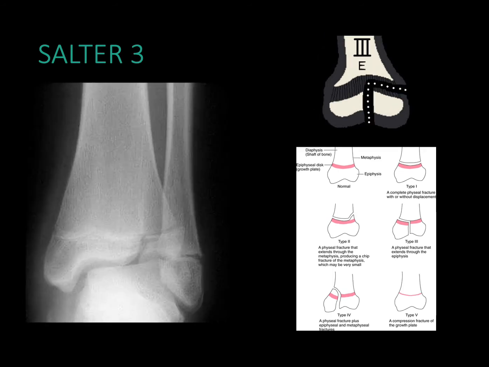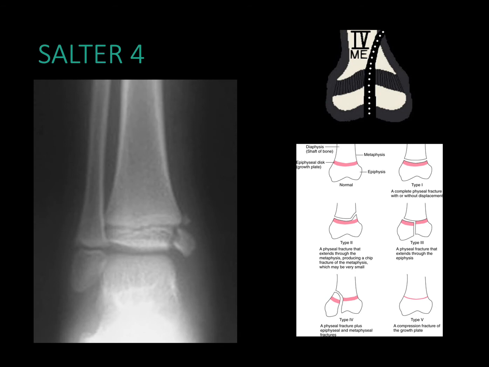A Salter 3 is one that separates the growth plate into two portions and occurs through the end of the growth plate here and separates the long bone into two portions here. So you see a change in the alignment quite often in these pieces here. Salter 4 is through part of the bone and then through, separating both of the end portions of the bone here.